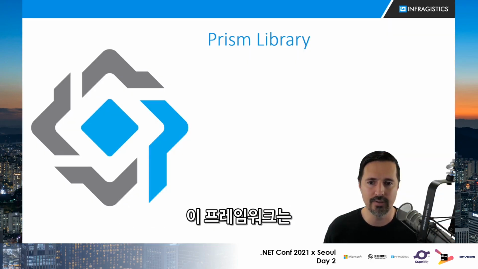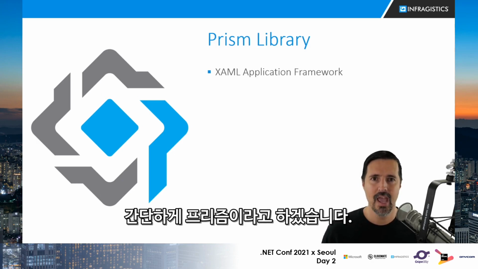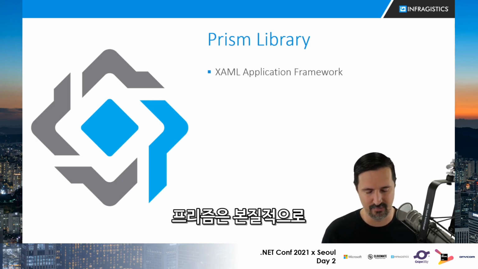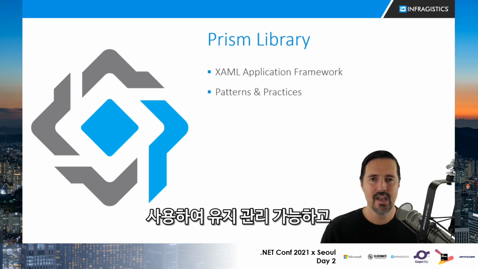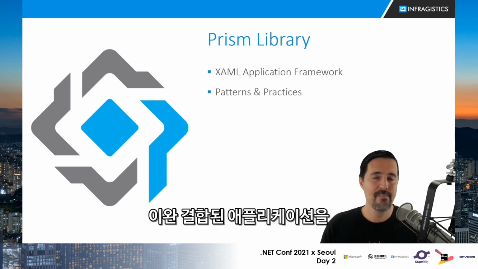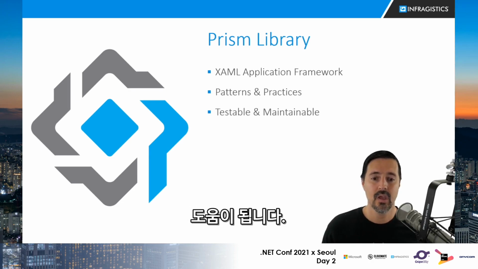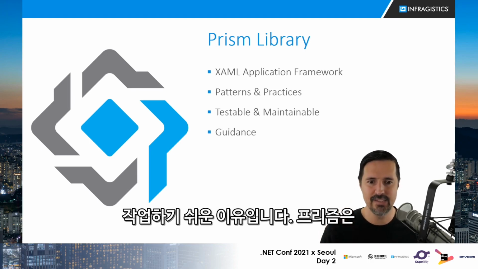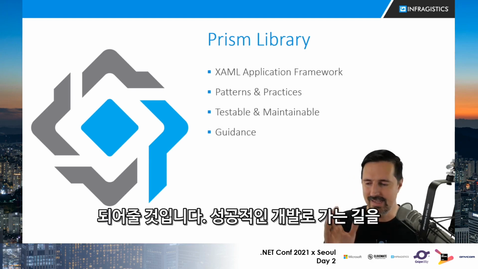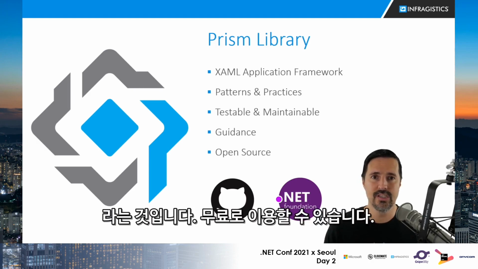Well, we're going to use a framework, and this framework is called Prism. Well, technically, it's the Prism library, but for short, it's called Prism. And Prism is essentially a XAML application framework, okay? It uses developer design patterns and practices to help guide you down a path to success of building these loosely coupled, maintainable, extensible, and testable applications out of the box. Right? This is what Prism is all about, being testable, maintainable, and easy to write. It's all about guidance, guiding you down a path to success. And the great thing about it is it's open source. It's freely available.